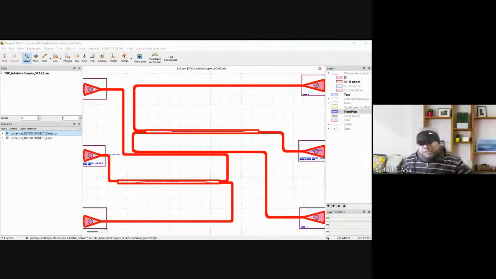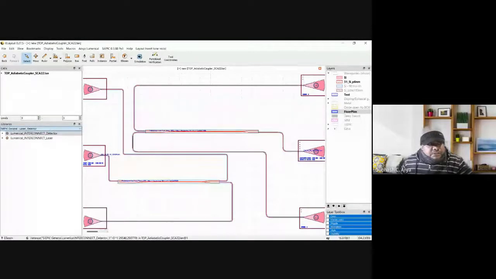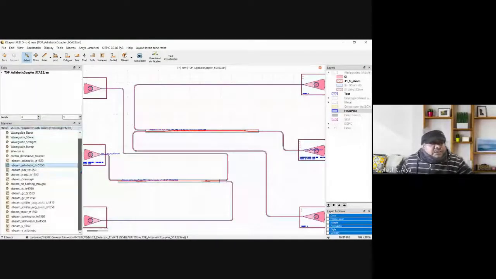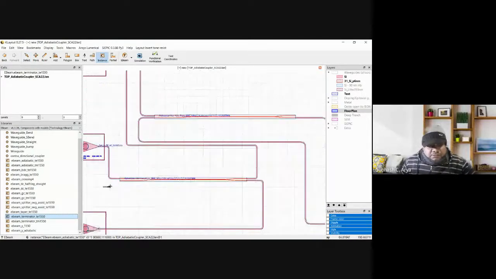Automatic pin labeling is already done. I do not know what this error is, but yes, you can still improve by going to this ebeam library, ebeam component, and there is a terminator for TE mode as well as for TM mode. So the left hand side is TE, so I will select here, terminator, and put here.